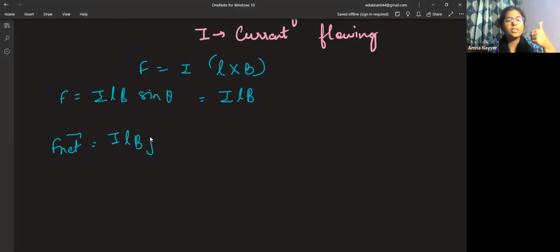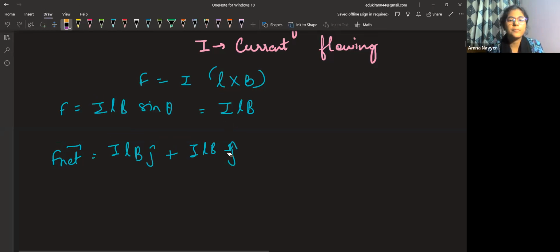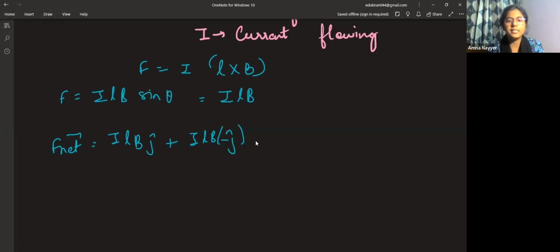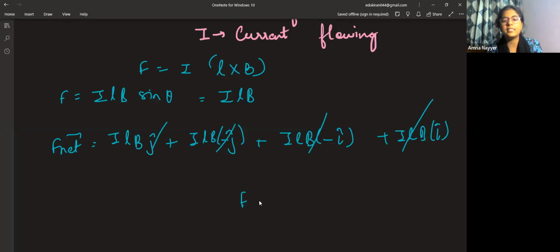But for upwards, it was J cap. Then it became ILB minus J cap for the CD, AB, CD. Minus J cap for them. Then for BC, it was the negative x-axis, minus I cap. ILB minus I cap. For the last one, it was ILB, which was moving away, plus I cap. They are cancelling each other. F net is equal to 0.